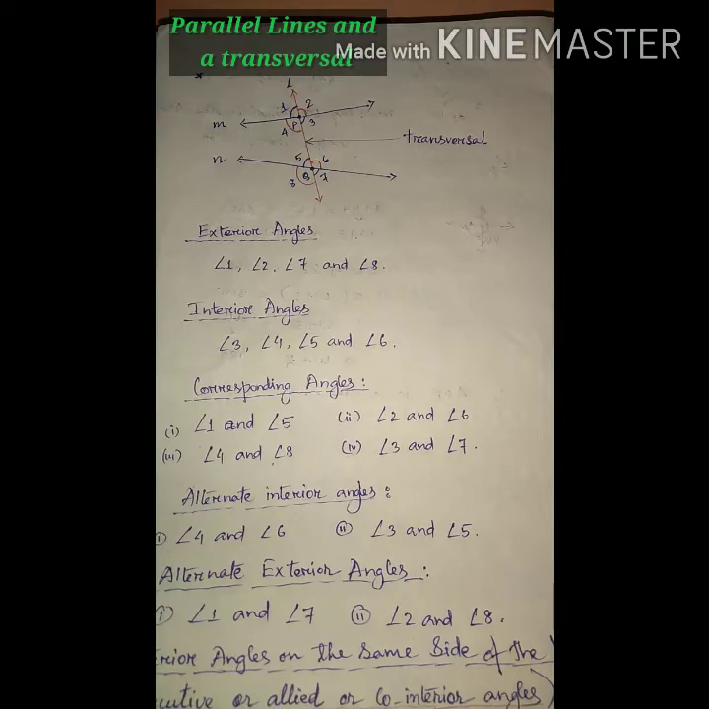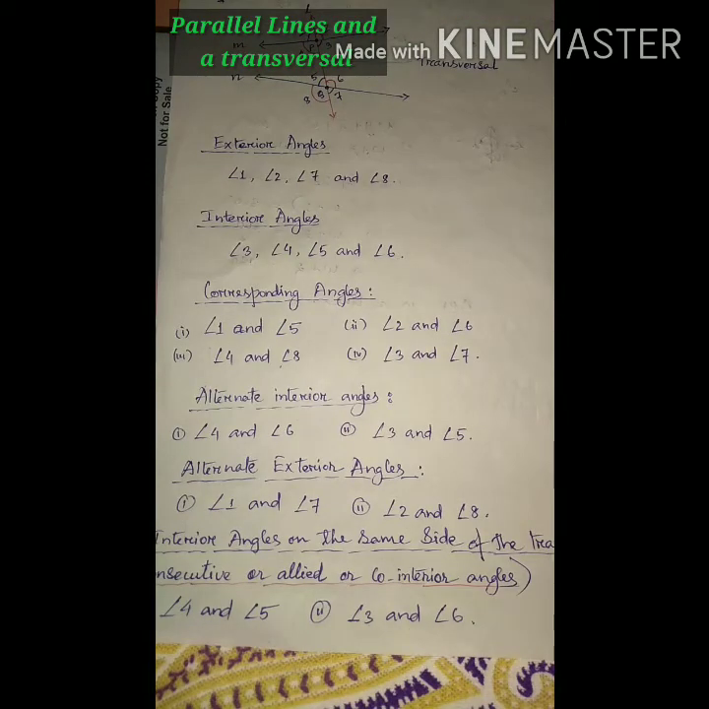Is it clear? Okay. Now the next one is corresponding angles. What are corresponding angles? In this diagram, with respect to the transversal L, angle 1 and angle 5 are known as corresponding angles, as well as angle 2 and angle 6. Similarly, 4 and 8 are corresponding angles, and 3 and 7 are the corresponding angles. Is it clear? It is already written here, you see.